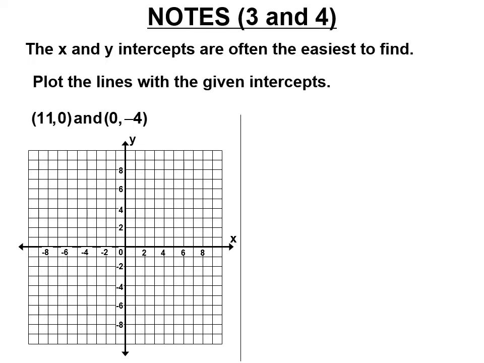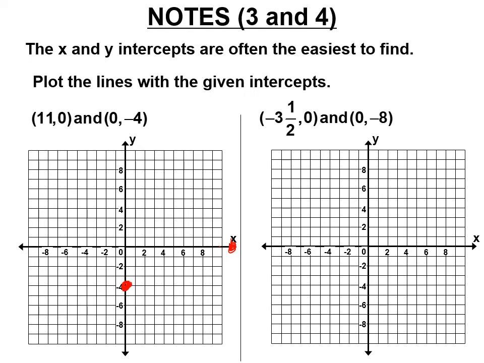Now, let's plot 11, 0. So 11, 0, right there's 10, 0. You can plot 11, 0. It's off the graph, but it's there. That's why you have arrows there. And 0, -4. Oops, and then hold on, I have to draw this line. And I want to make sure we know where -3.5, 0 is. Right, so there's -3. So -3.5, 0 is halfway between -3 and -4. 0, -8 is down there.